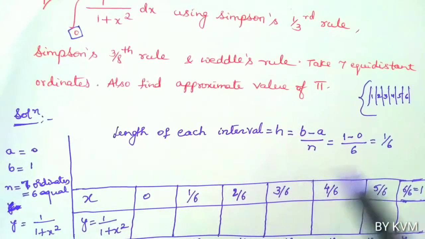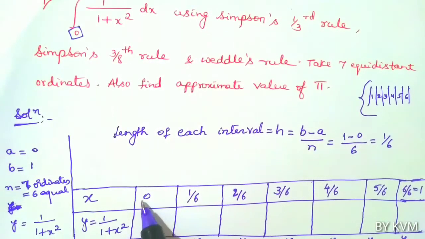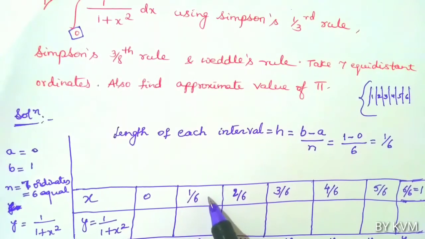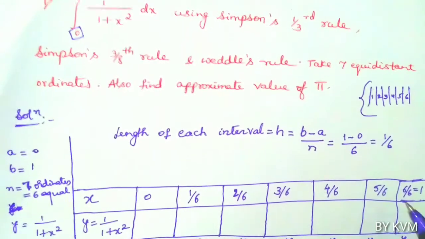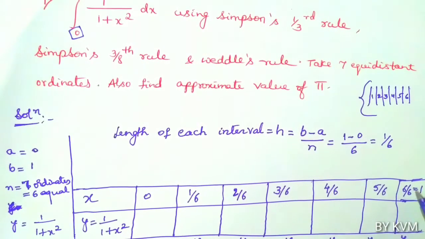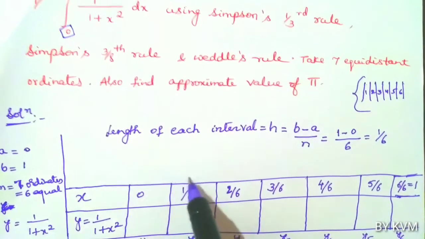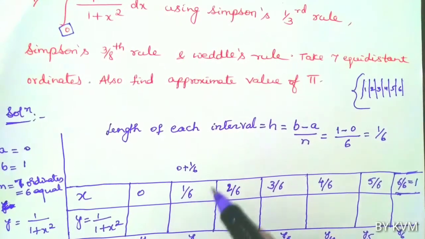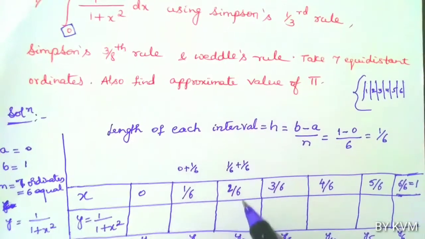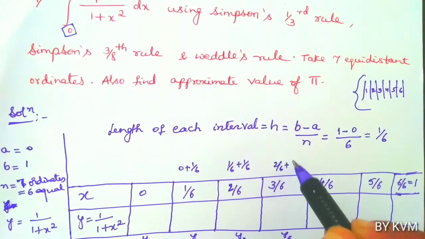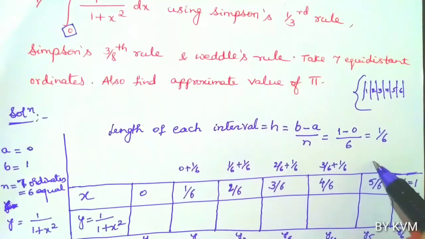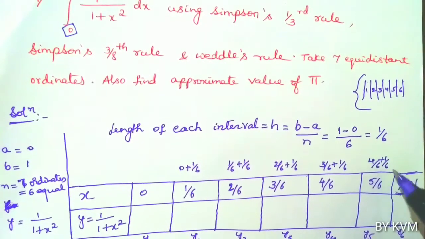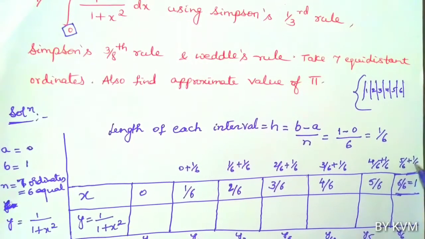Now go on adding 1 by 6 to the x values. So 0 plus 1 by 6 is 1 by 6. 1 by 6 plus 1 by 6, 2 by 6. 2 by 6 plus 1 by 6, 3 by 6. 3 by 6 plus 1 by 6, 4 by 6. 4 by 6 plus 1 by 6, 5 by 6. 5 by 6 plus 1 by 6 is 6 by 6, and 6 by 6 is 1.